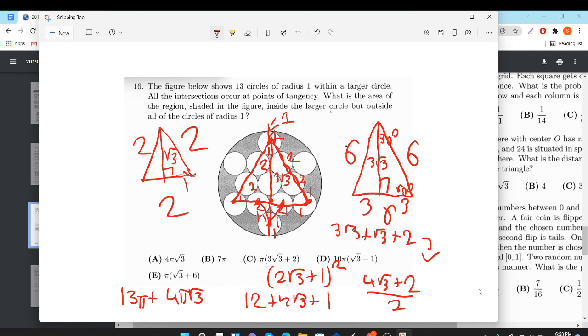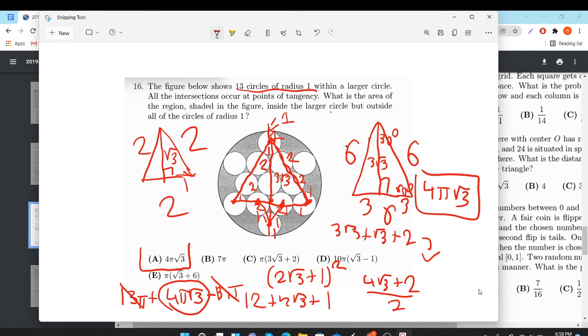And then lastly, we just subtract off the combined area of these white regions. There are 13 circles of radius 1, which means there are 13 unit circles, which means they have a combined area of 13 pi. And simply cross out, and we're left with 4 pi root 3 as our answer. So we can just box this: 4 pi root 3. Okay, here we go, that's choice A, 4 pi root 3.